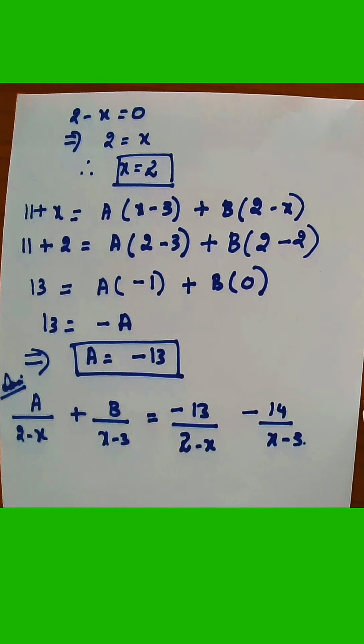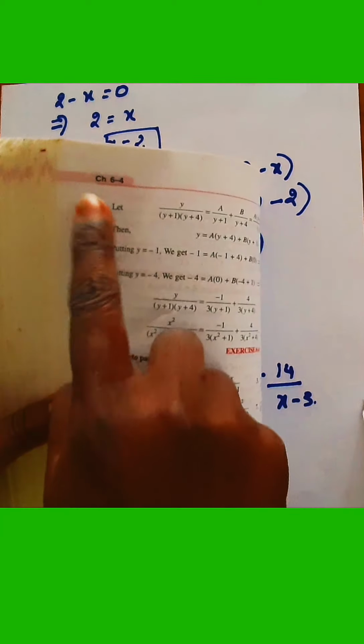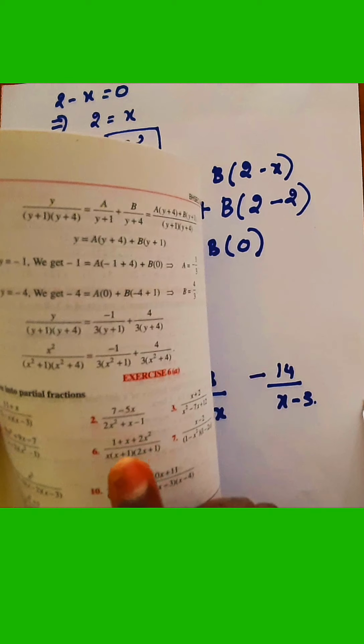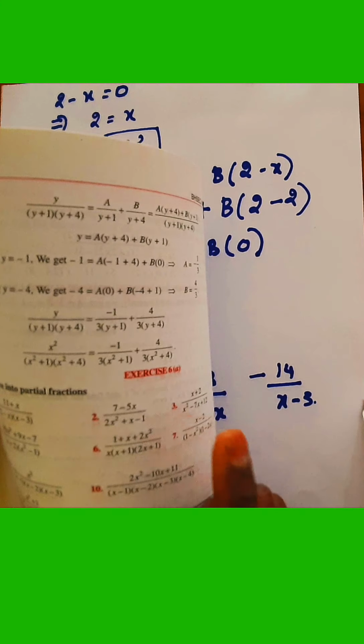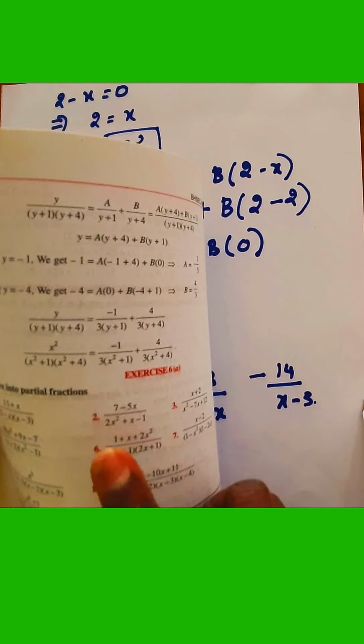Now what you are going to do is take page number 64, exercise 6a. I'll give a simple problem to solve. You can do problem number 2. I'll teach problem number 3 in my next video. So you can try problem number 2.